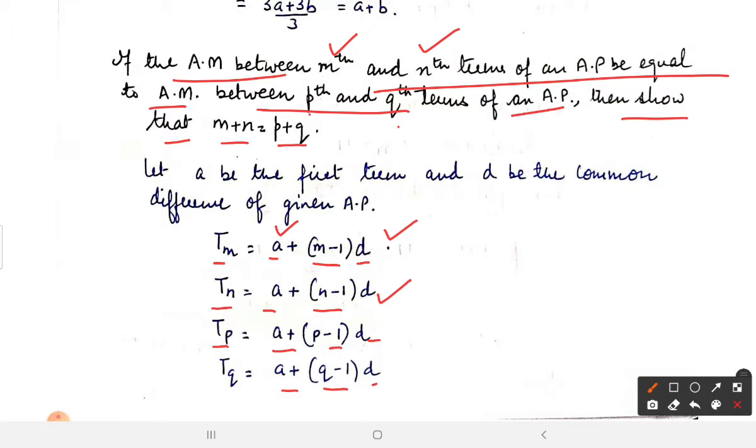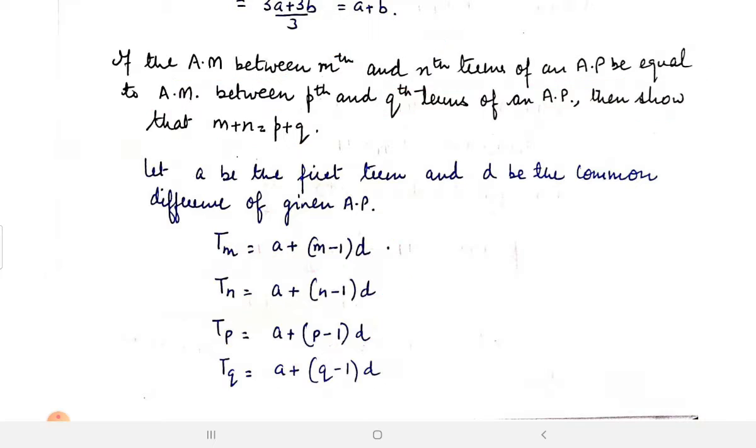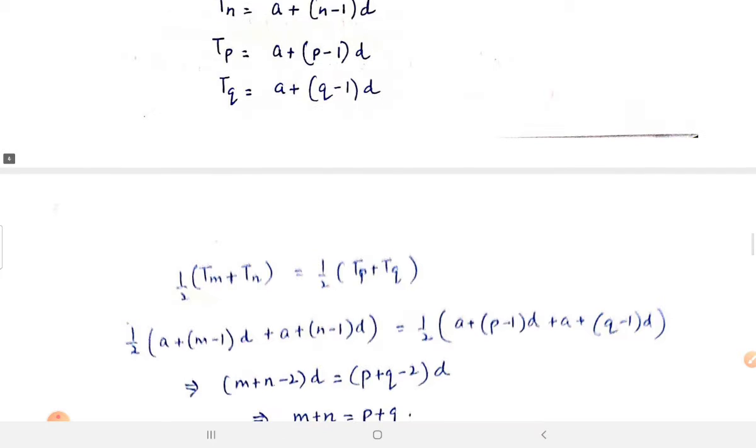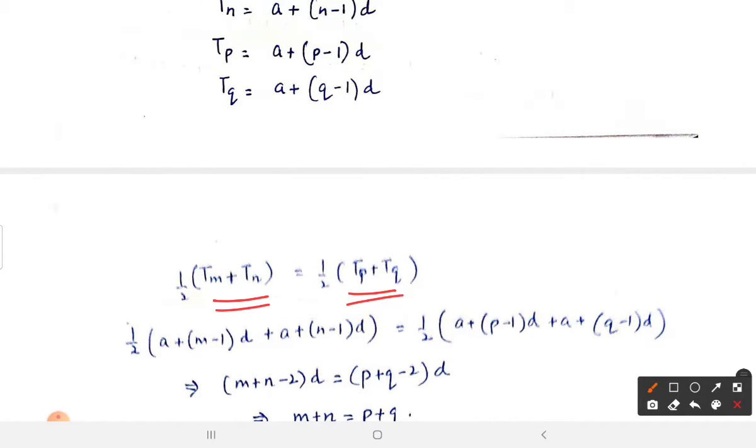Now it is given that the arithmetic mean. What is the arithmetic mean between the mth and nth term? It is (tm plus tn) by 2. This is called the arithmetic mean of two terms, which is adding these and dividing by 2. So this is the arithmetic mean of tm and tn. And what is the arithmetic mean of tp and tq? Adding the terms and dividing by 2, (tp plus tq) by 2. So put the value of tm, tn, tp and tq. After solving, what do we get?